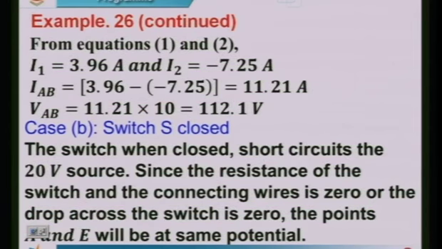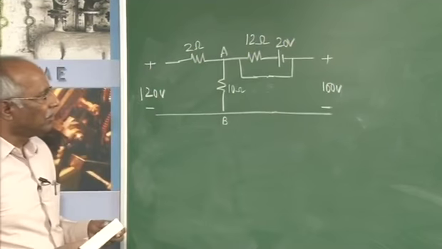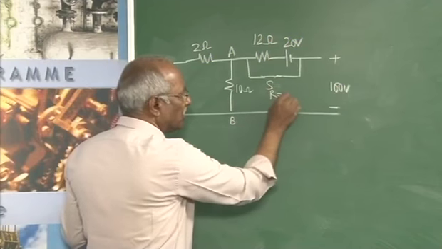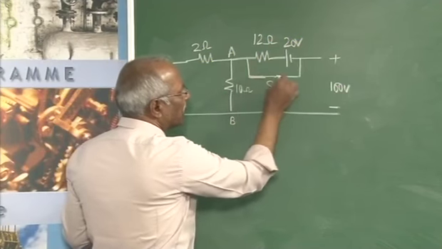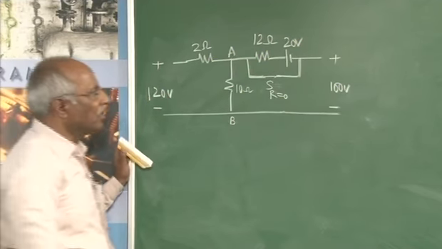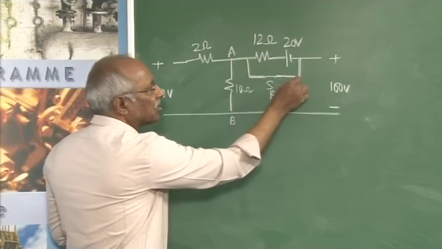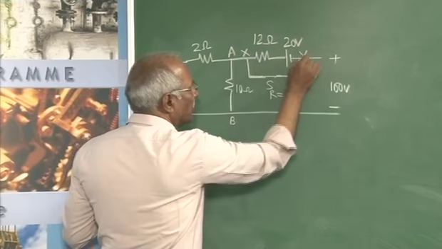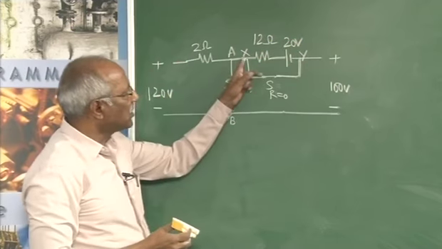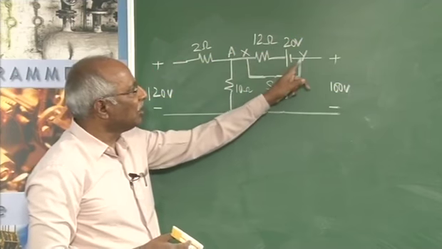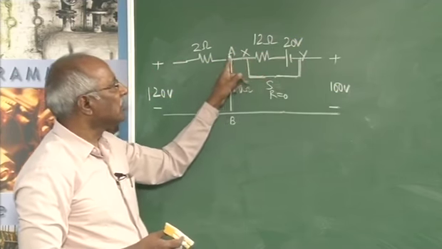When the switch S is closed, the resistance offered by the switch is 0. Therefore, if this is nothing but the connecting wires, which is also assumed to be 0, the voltage across the switch is 0. If I call these points X and Y, what happens? The points X and Y will be at the same potential.